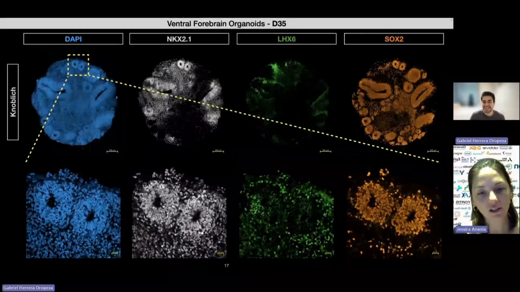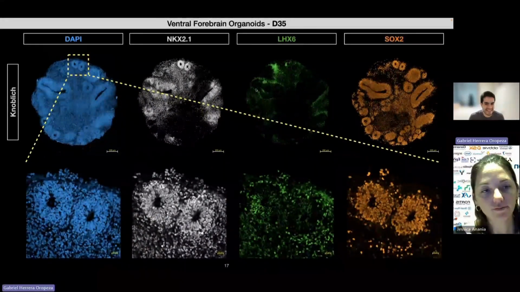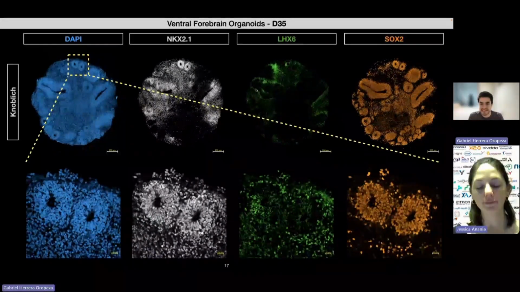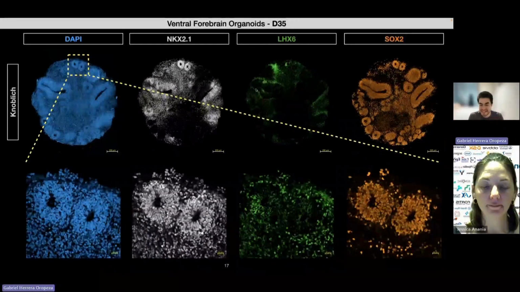It's really interesting that they follow quite closely the edge of the high SOX2 expression. Exactly, they're right on the edge, and that's what we were expecting. We expect LHX6 not to be expressed in SOX2 positive regions, because LHX6 positive cells are not supposed to be progenitors anymore, and so we expect them to be everywhere else but in the ventricle-like structures.